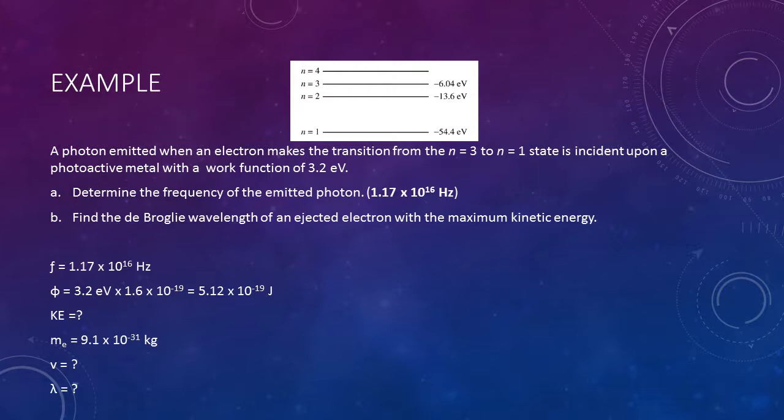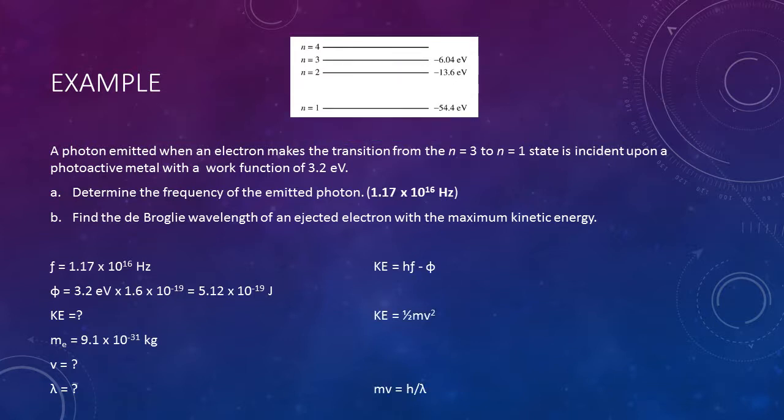The mass of an electron, again, it's a constant. It'll always be on your reference tables. It's 9.1 times 10 to the negative 31st kilograms. And then I'm looking for, again, my speed of that electron, and it's ultimately the de Broglie wavelength.